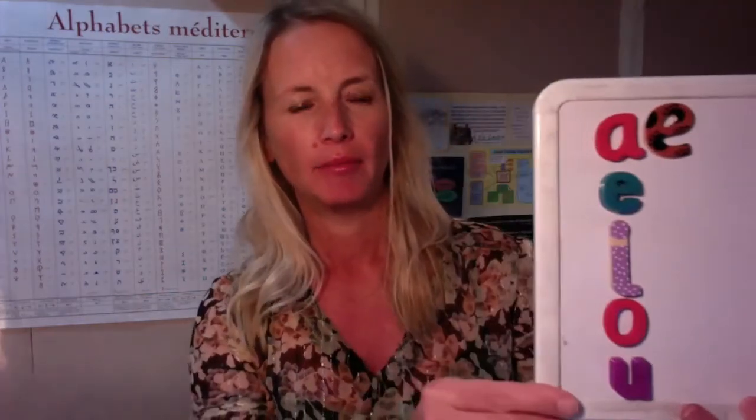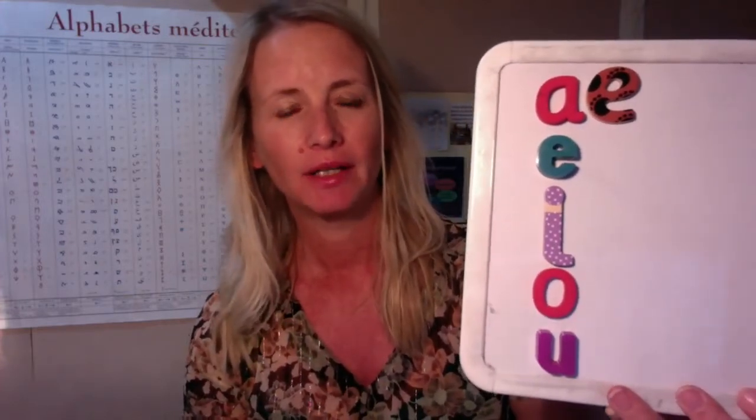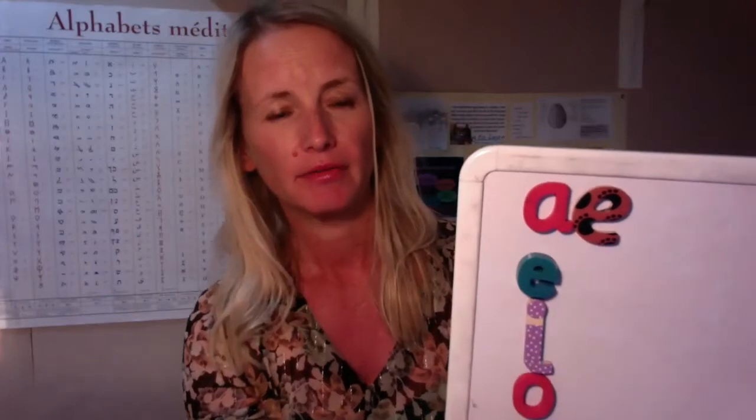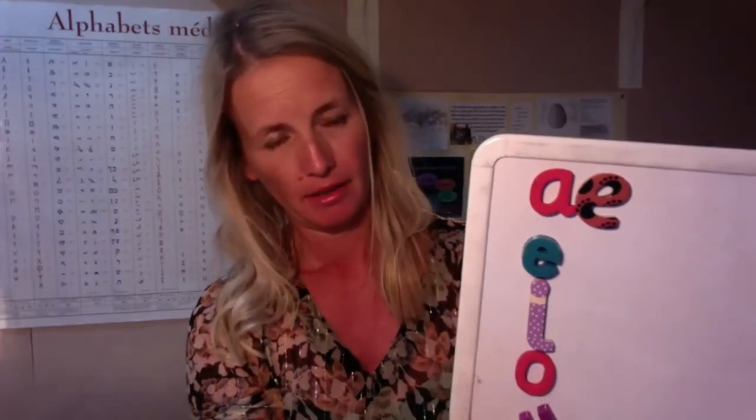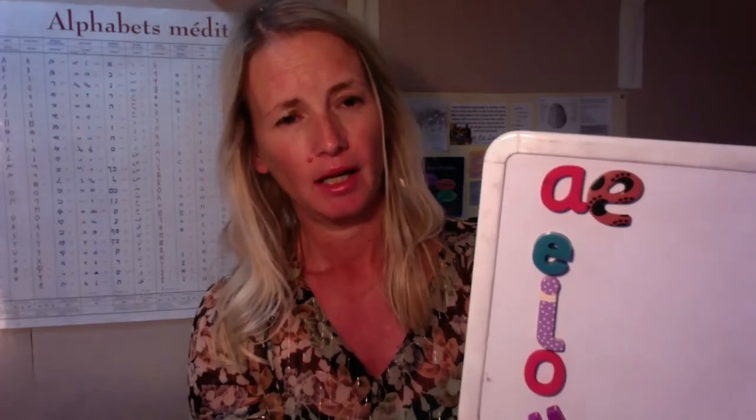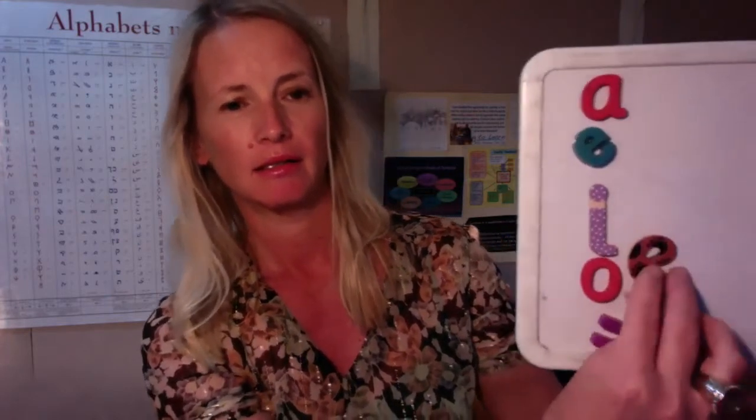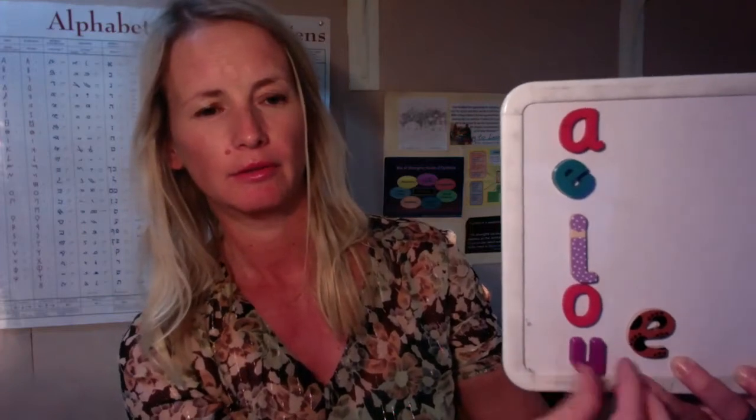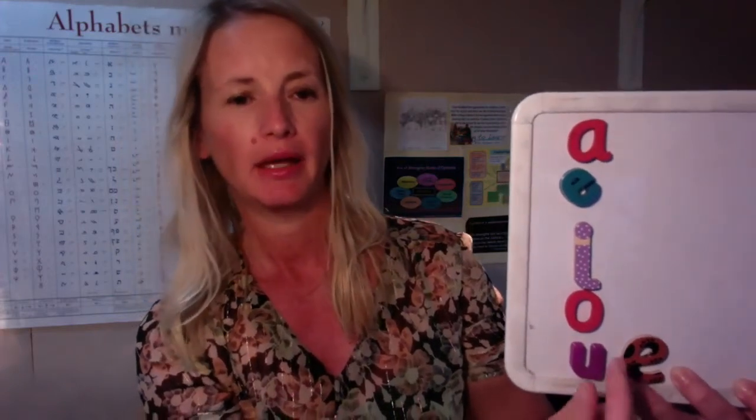So I always explain the language first of all. So a digraph, di means two, so that's two letters. And graph is from grapheme, a picture. So a letter is a picture of a sound. And these two letters make one sound. So that digraph makes A, E, I, O, and U. They're pairs.